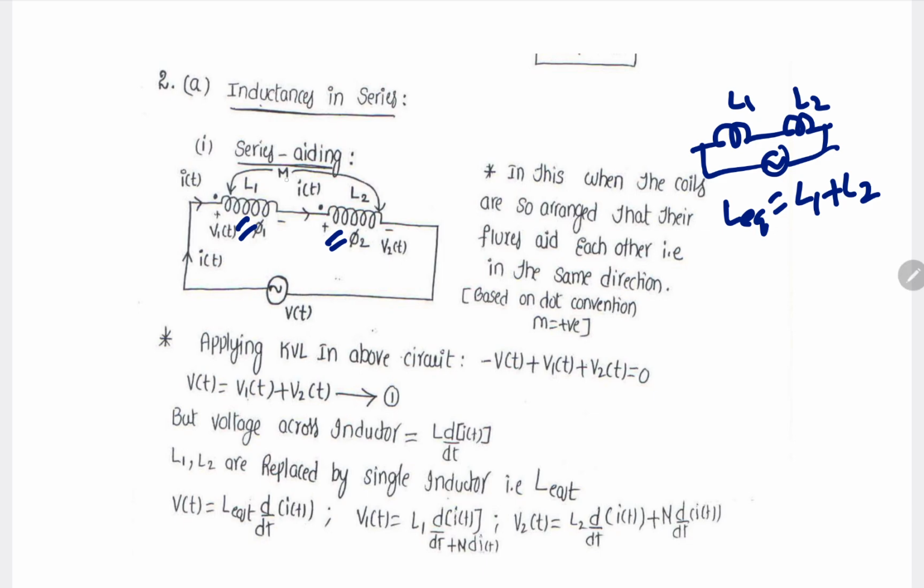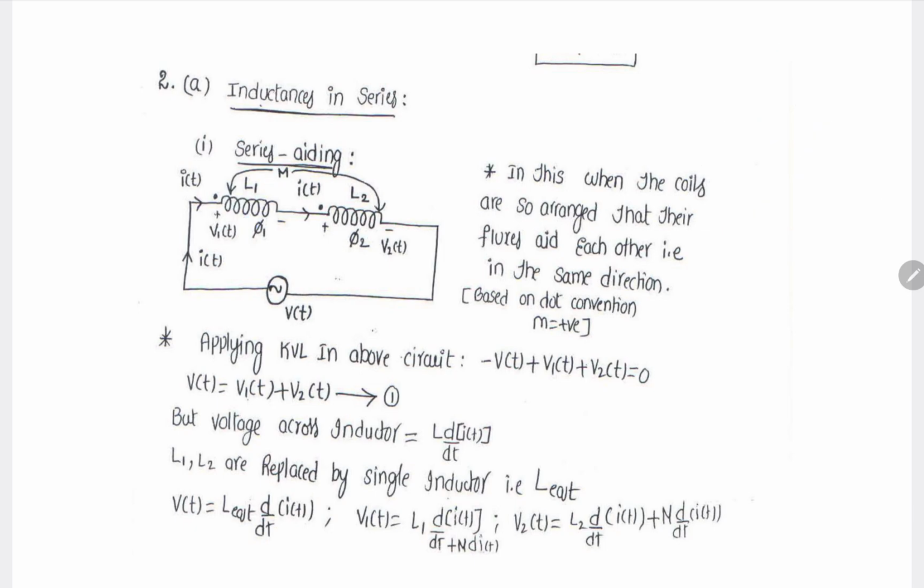But here there is mutual inductance M present between coil 1 and coil 2. Here mutual inductance M is there between coil 1 and coil 2.